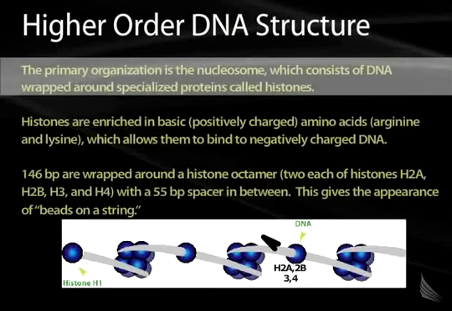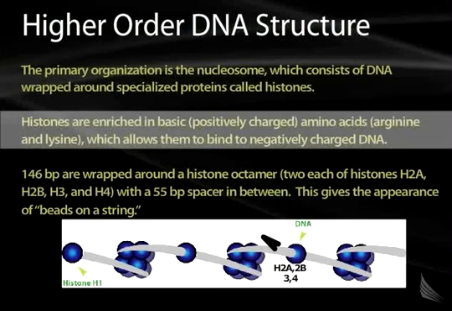The primary organization of DNA, the first step in forming this compact structure, is called a nucleosome. This consists of DNA wrapped around some specialized proteins which are called histones. Histones are proteins which are enriched in basic or positively charged amino acids. These are particularly arginine and lysine. We'll talk about that in a different lecture. But the important thing to realize here is that this allows these histone proteins to bind to negatively charged DNA.